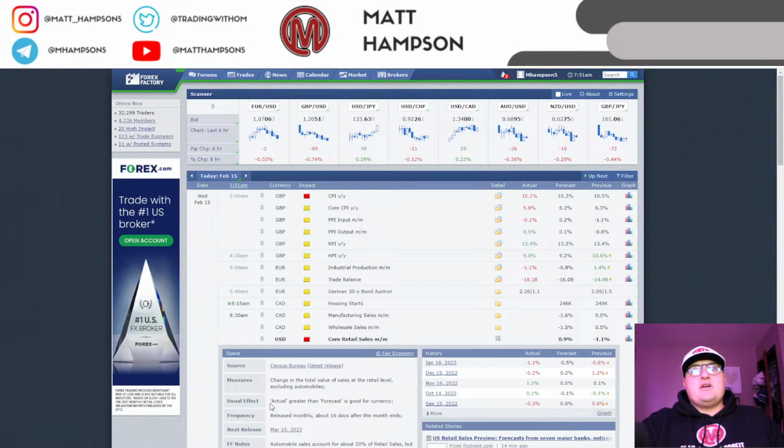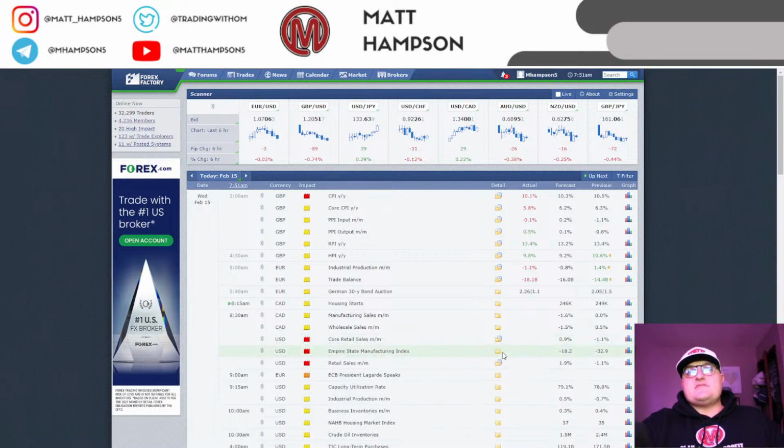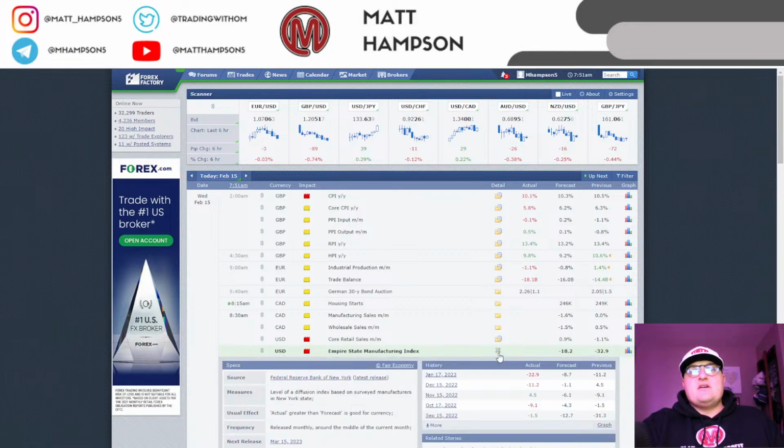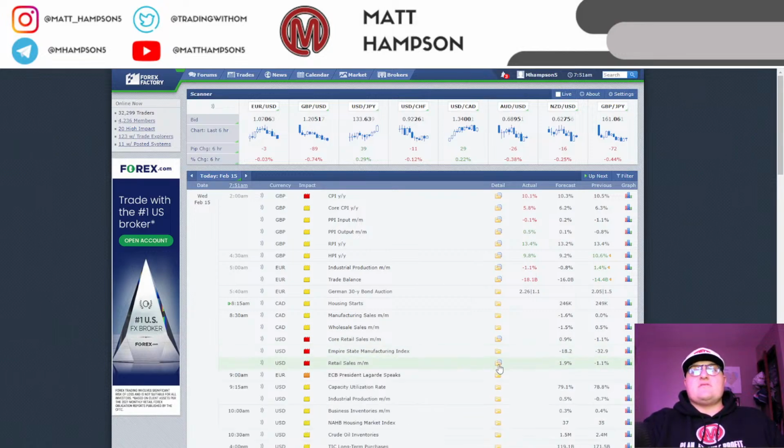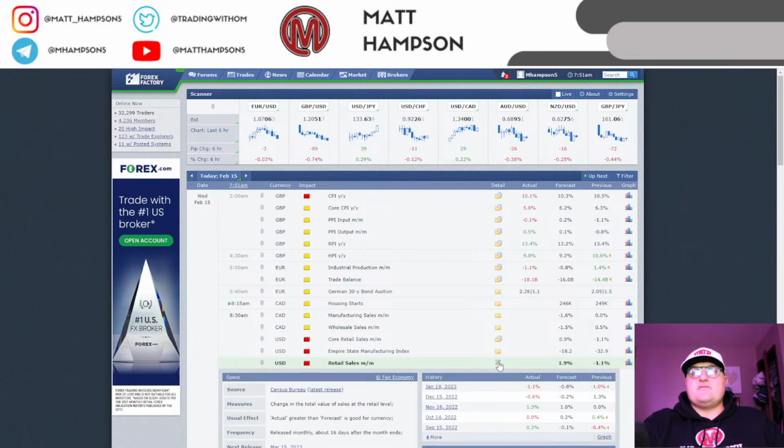So what we're looking at here is actual greater than forecast for currency. We're going to want to see this over 0.9. If it's not over 0.9, the US dollar pairs are going to drop. If it is over 0.9, the US dollar pairs are going to drive. And I believe it's the same for all three of these. Actual greater than forecast is good for currency. Same with the retail sales. Actual greater than forecast is good for currency.